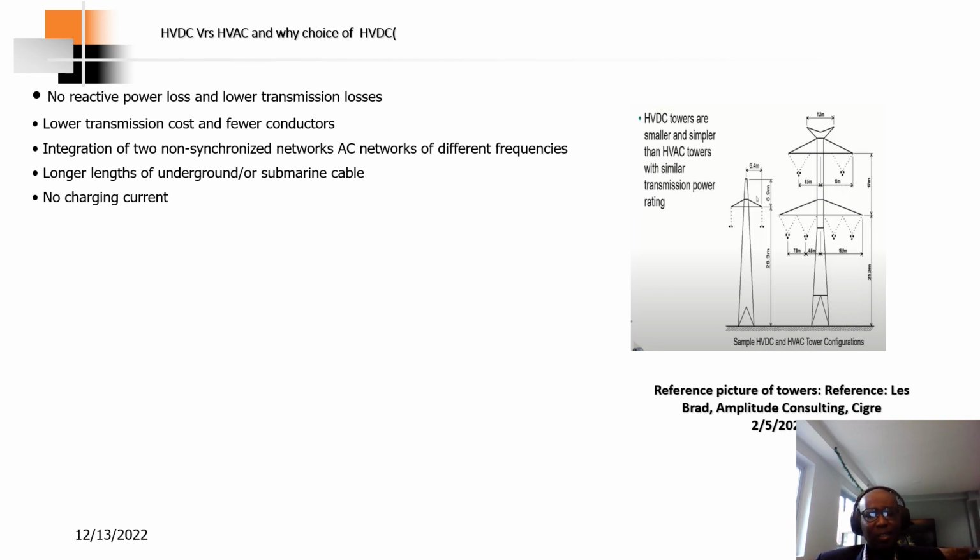There is no charging current as compared to HVAC. For a high voltage AC transmission system with a cabling system, because of the high capacitance of the cable, there's a lot of charging current, and it requires a lot of charging power to be able to charge that amount of charging current, and it also requires reactive power compensation for that. But for HVDC, there's no charging current as such, which translates into savings.